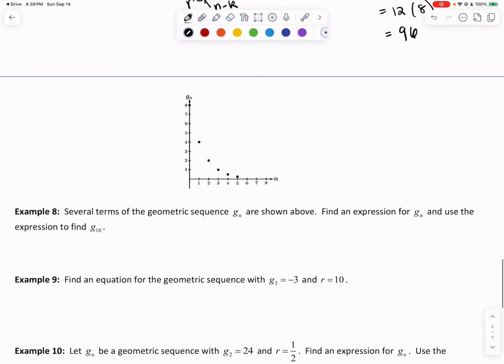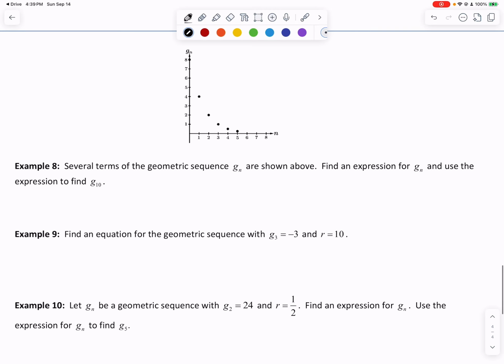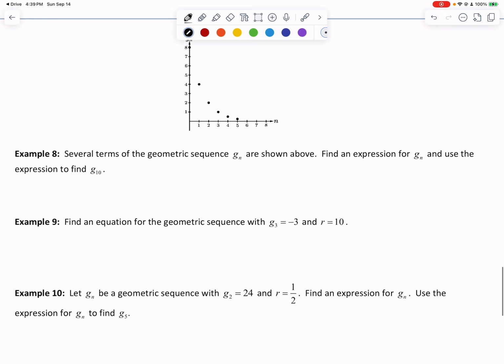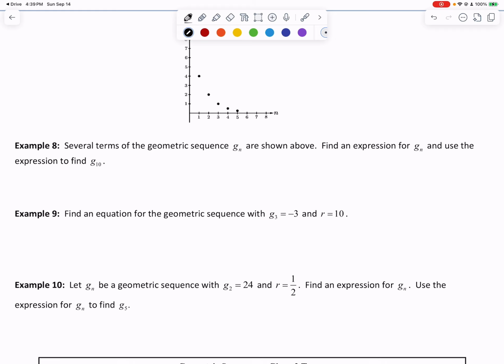Okay. All right, so we have a few more examples. You should pause the video and try these. Apply what we learned in arithmetic and the new formula and see if you can figure them out. And then we'll work these out together.